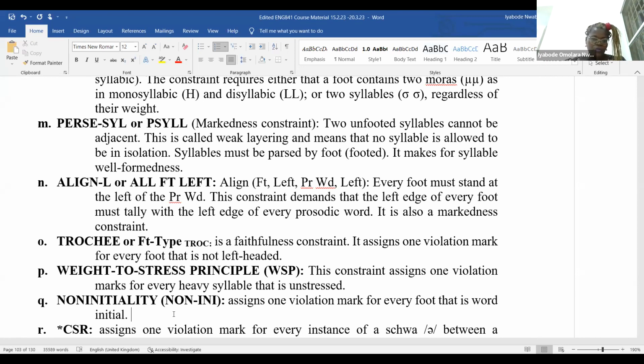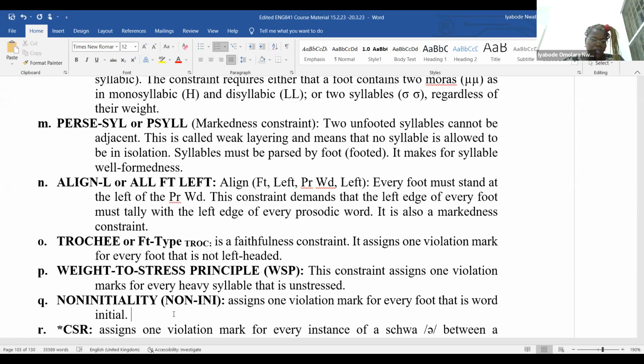Trochee, or foot type TROCH. Its faithfulness constraint assigns one violation mark for every foot that is not left-headed. Weight-to-Stress Principle, WSP: the constraint assigns one violation mark for every heavy syllable that is unstressed. Now, NON-INITIAL assigns one violation mark for every foot that is word initial.